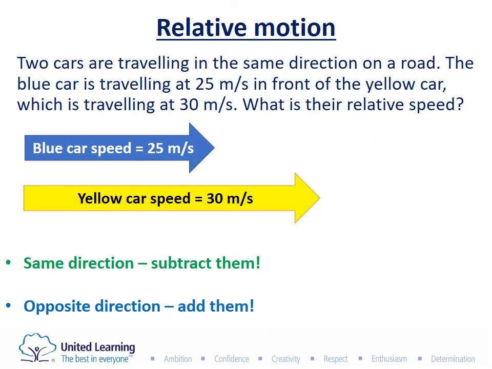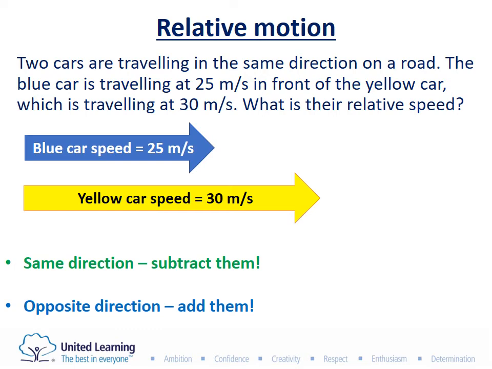So for an example, two cars are travelling in the same direction on a road. So I've got blue car, yellow car. Try saying that over and again. Blue car, yellow car. The blue car is travelling at 25 meters per second. Yellow car travelling at 30 meters per second. What is their relative speed?